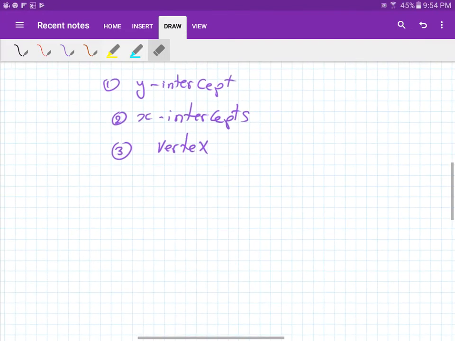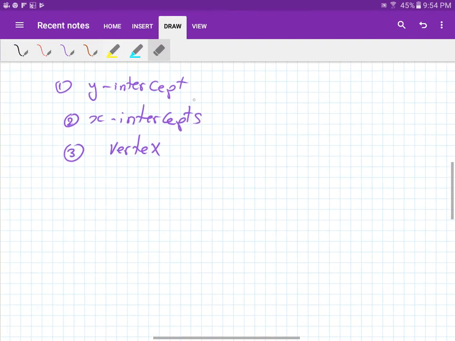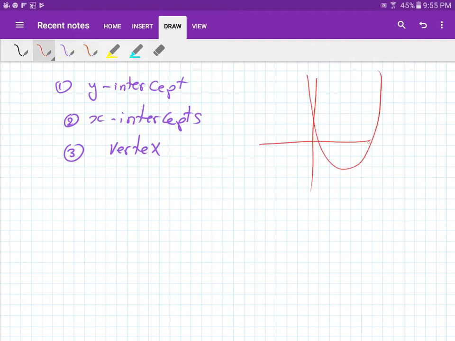Okay, step number 1, we're going to find the y-intercept. Let me do a quick sketch so you know what I'm talking about. Just roughly like that. So this is the y-intercept, where the graph cuts the y-axis. To find the y-intercept, that means x is 0.